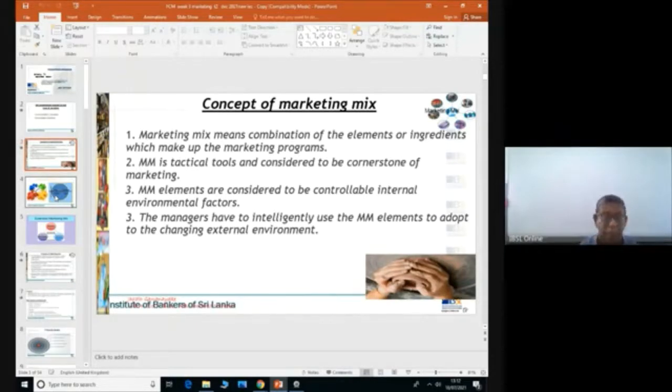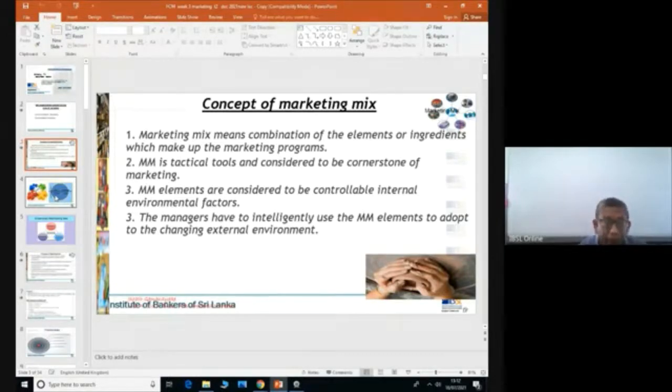Now, just to give an example: banks set the lending interest rate and set pricing for your deposits. That is pricing. Different banks use different interest rates, but that is for the product. So that is how you use all these marketing mix elements, right?